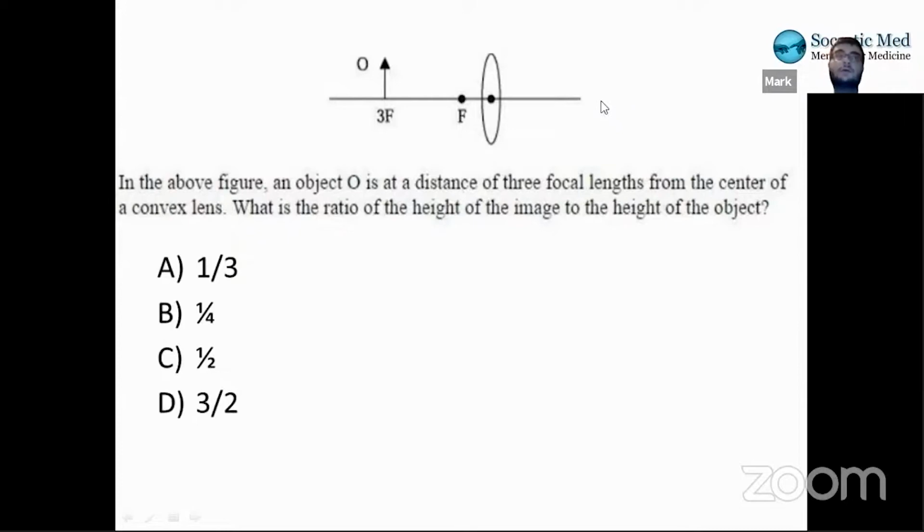And the other important equation that I said to know was M equals negative I over O, the magnification equation. With those two equations, you're pretty much able to solve any mirror or lens problem. All you have to know is some other stuff, right? How they relate to each other. What does some wording mean? What is a convex lens in this case? It's converging, diverging, right? Okay.